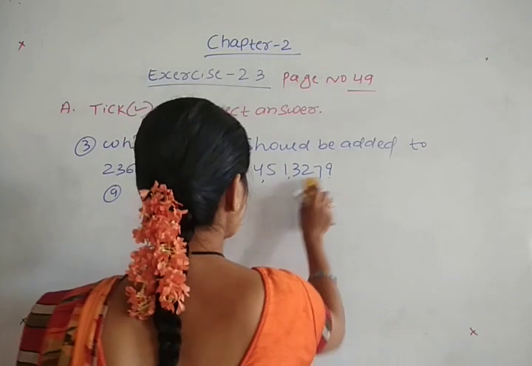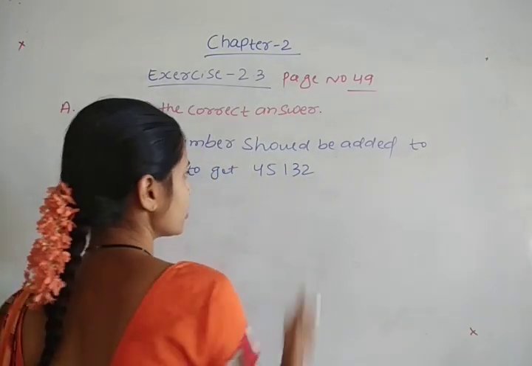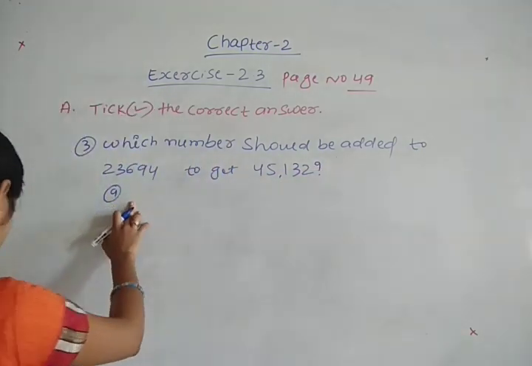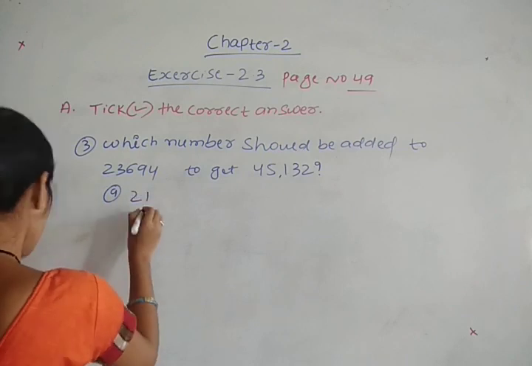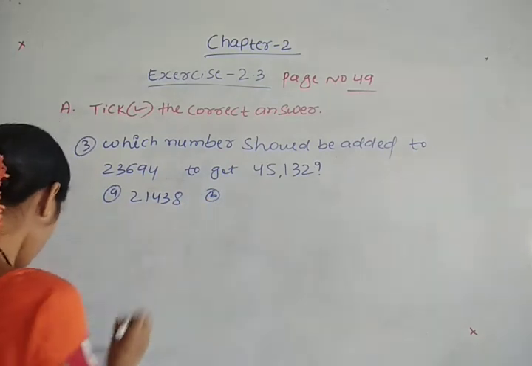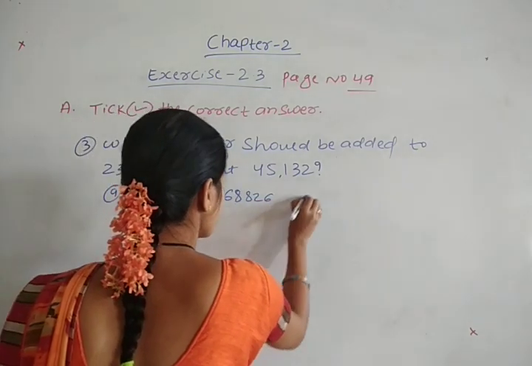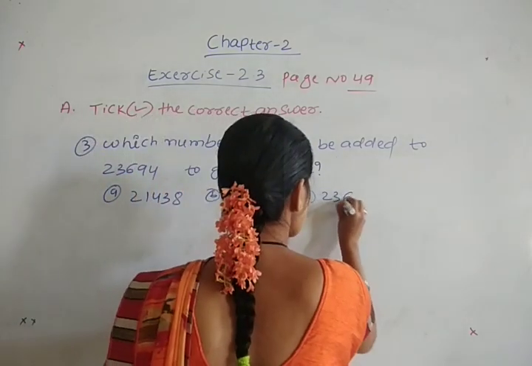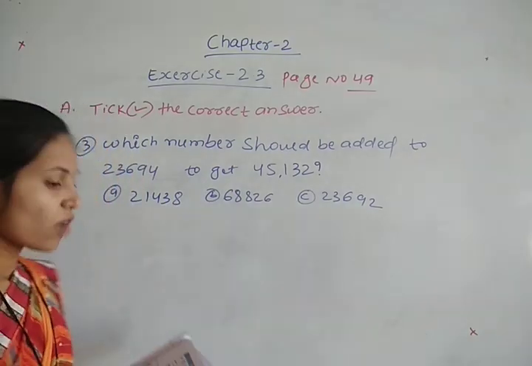So 45132 means it is 45,132. Here option A is 23,694, option B is 21,438, option C is 68,826, and option D is 23,692. Okay. Now in the question, what have they asked?